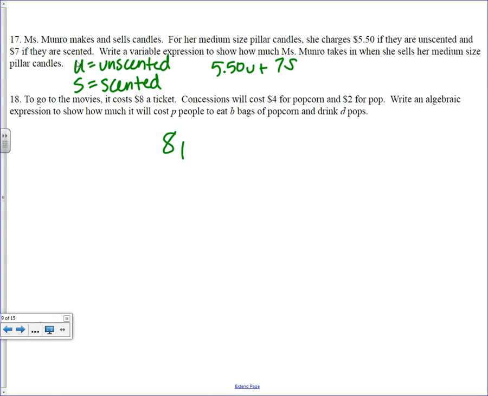Hopefully, you have that. How we do? All those pieces are good? Okay.